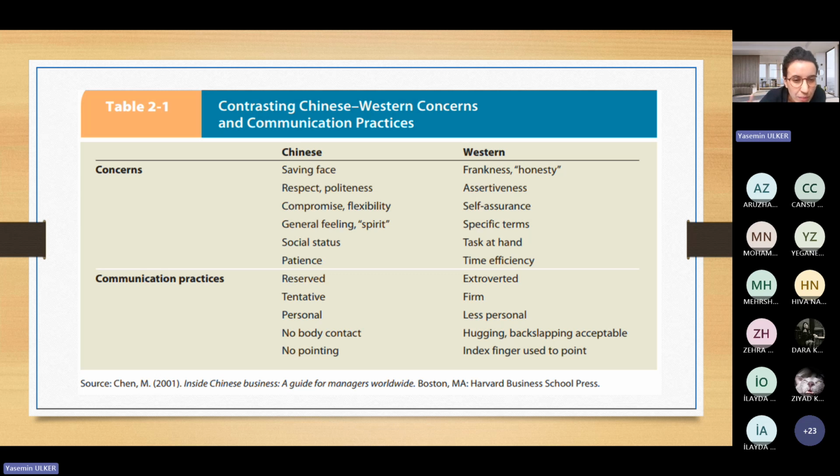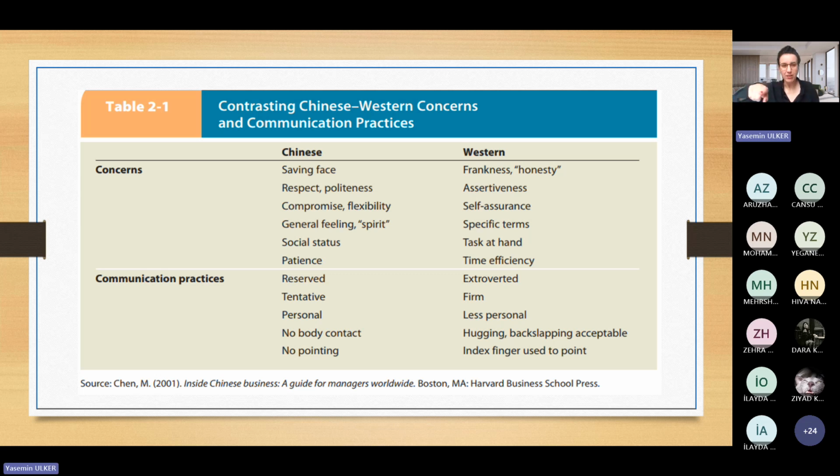Anything, let me see, I want to mention. I don't want to read them. Patient, time efficiency, yeah. Social stature, again, is important. Communication practices, reserved. Reserved is somehow related with the saving face, right? Extrovert, yeah, very open, Western culture, not really hesitating about what they want to tell. Tentative, personal, less personal. Personal, interesting. No body contact, yeah, they don't really touch also. No pointing. Oh, this one, guys.